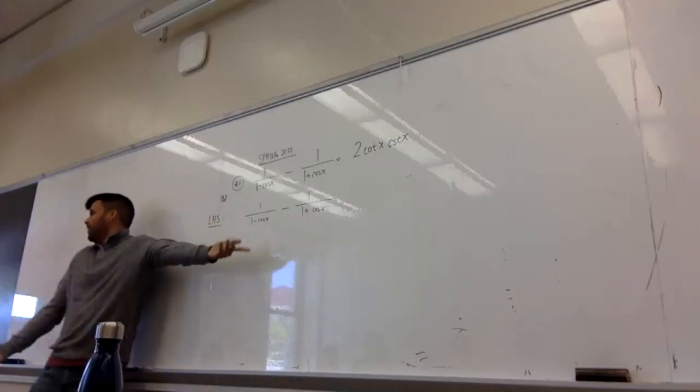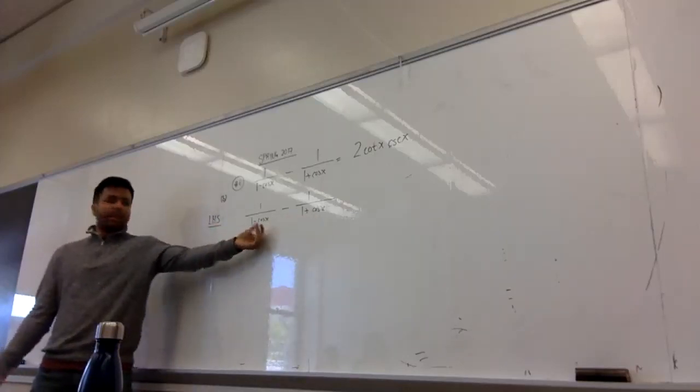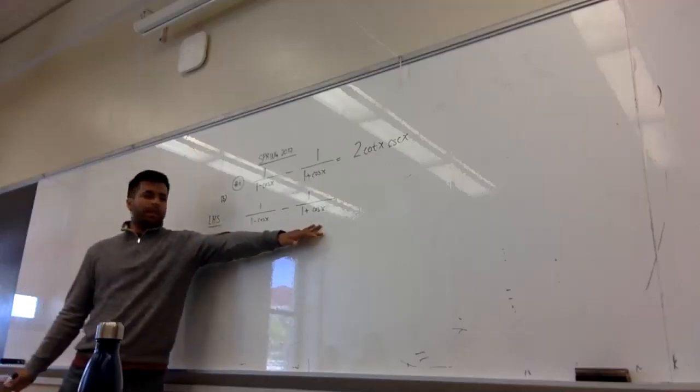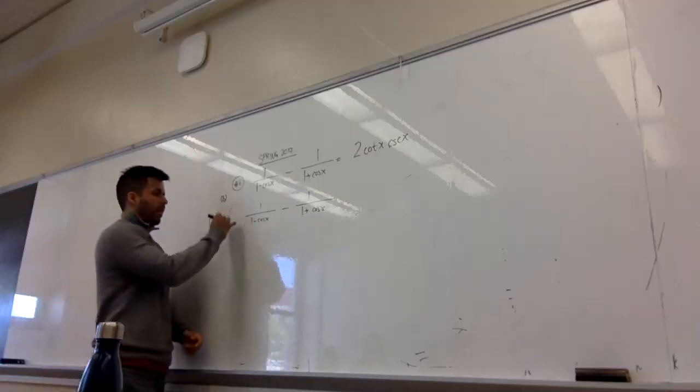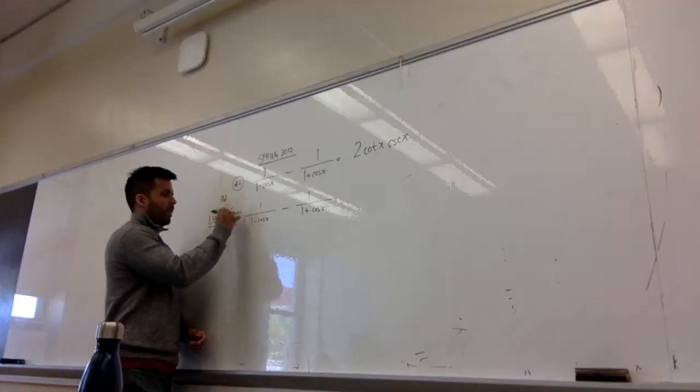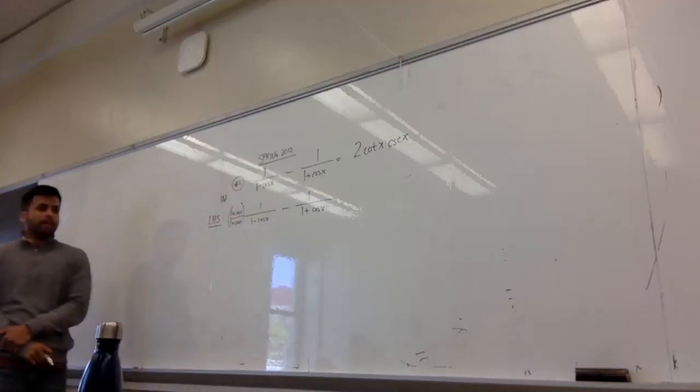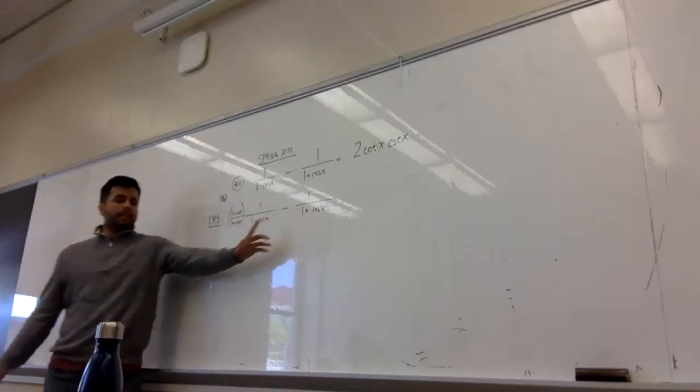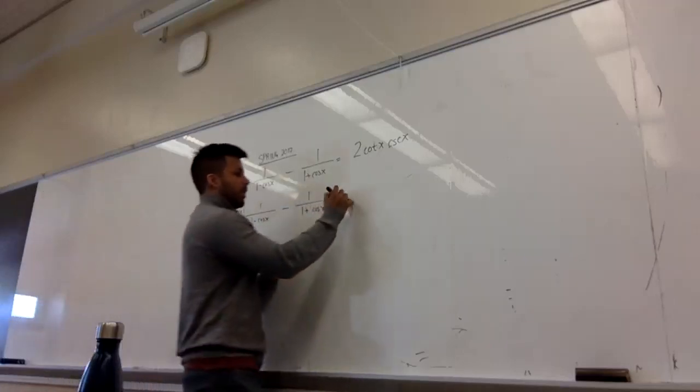You include the one that you're missing. 1 minus cosine x is distinct from 1 plus cosine x. So what's missing from here? 1 plus cosine x, right? So multiply the top and bottom by that very term. And what's missing from 1 plus cosine x that this one has? 1 minus cosine x.